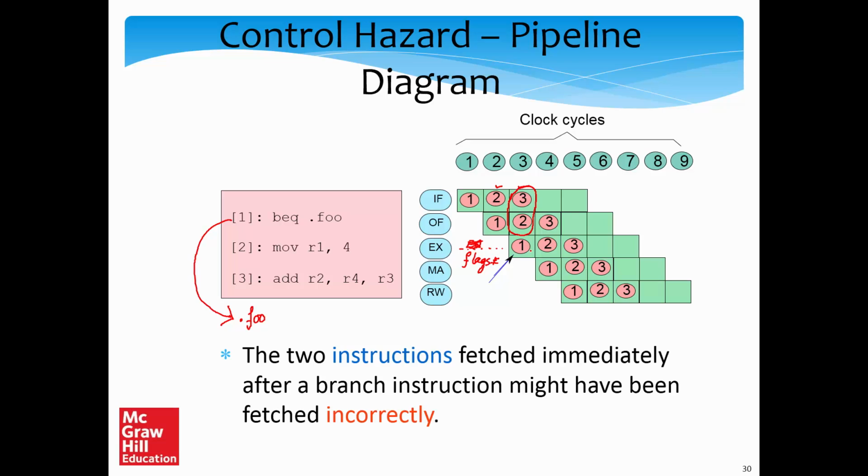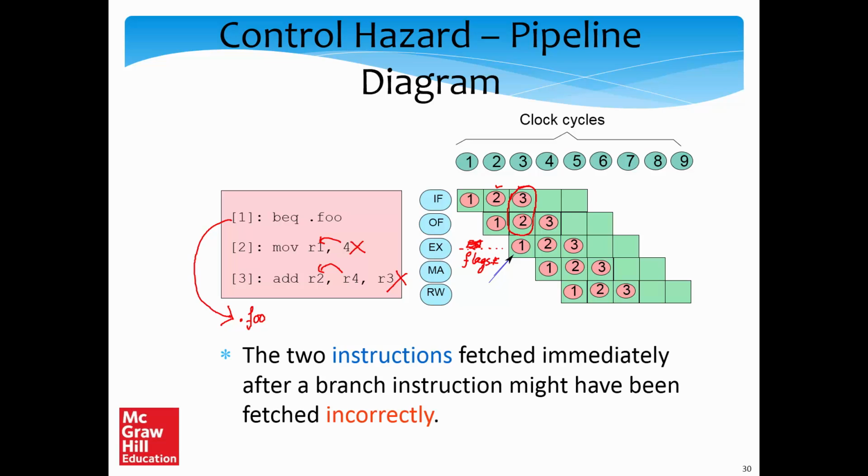If we do not do anything, then instructions 2 and 3 will simply continue down the pipeline and they will execute, and they will write 4 to R1, and then they will add R3 and R4 and write to R2. And clearly, these two instructions should not be executing. If they execute, the execution will be incorrect. So this problem is a control hazard in the sense that there is a possibility of erroneous execution, and the possibility arises because the two instructions fetched immediately after a branch instruction might have been fetched incorrectly, and are definitely fetched incorrectly if the branch is a taken branch.